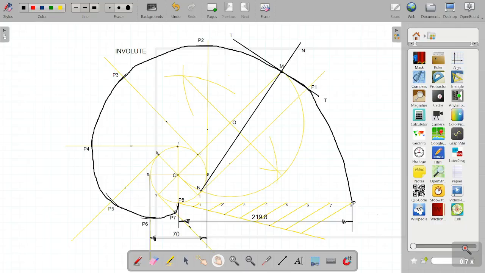Hope you have understood. In next class, we will see the same thing, but the length of the string will be shorter than equal to the circumference of the circle. In this case, the length of the string we have taken equal to circumference of the circle. In next class, we will see how to draw an involute when the length of the string is less than the actual circumference of the circle.